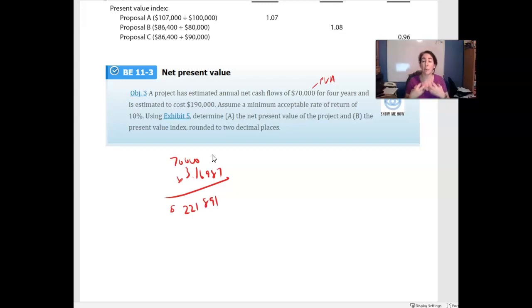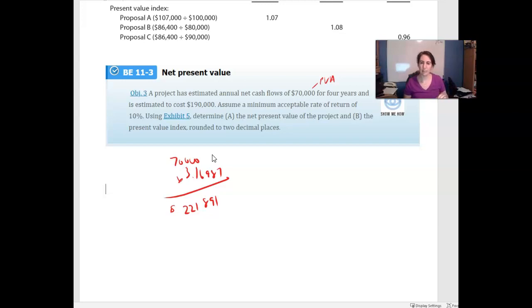That is the present value of the next 4 years of payments, right? $70,000 a year from now, 2 years from now, 3 years from now, 4 years from now. I'm bringing them back to today's dollars. And today's dollars say that it's worth $221,891, the present value of the future cash flows.